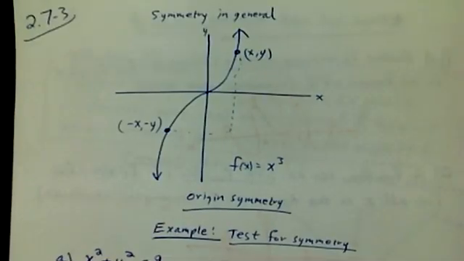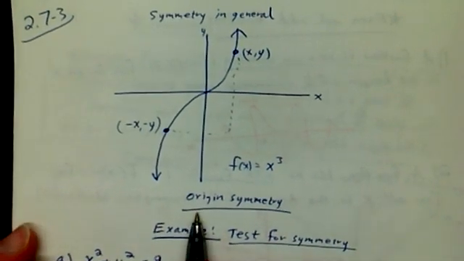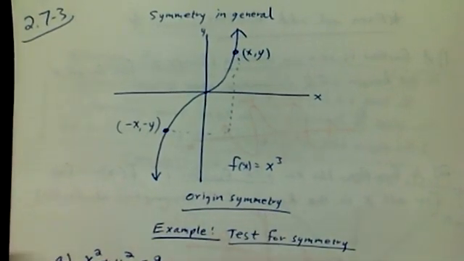2.7 continued. I'm still going to go on my symmetry tangent for one more video. Okay, then we'll get back to our last transformation. But there's one more other type of symmetry, and it's called symmetry about the origin, or origin symmetry.